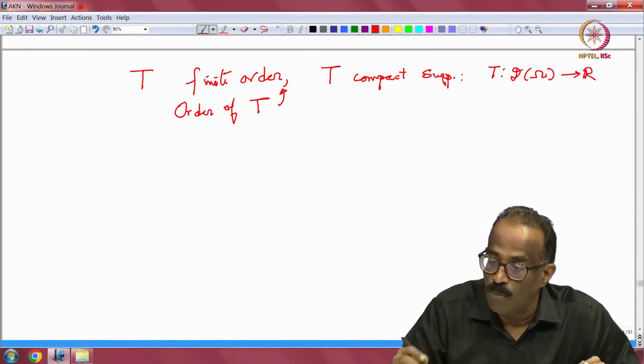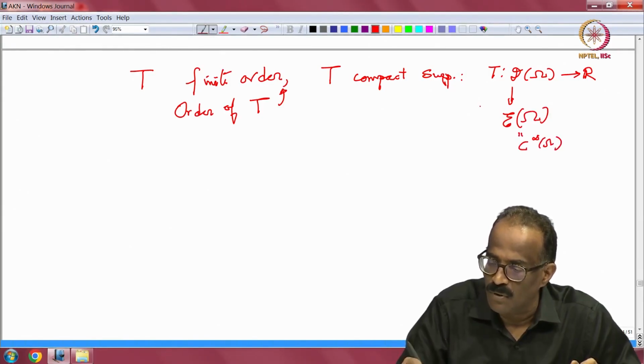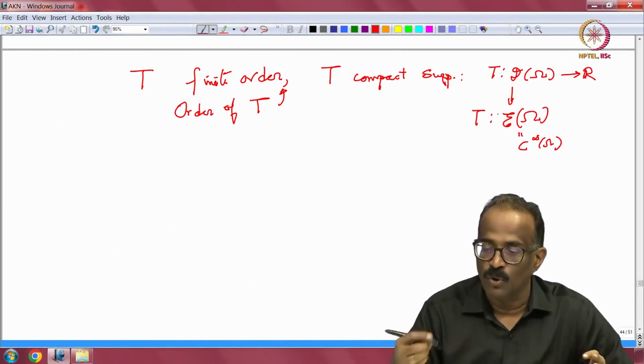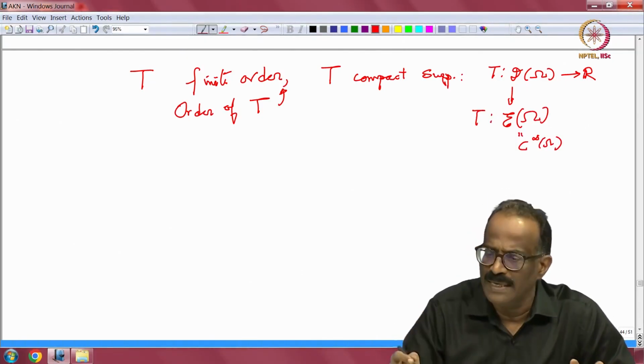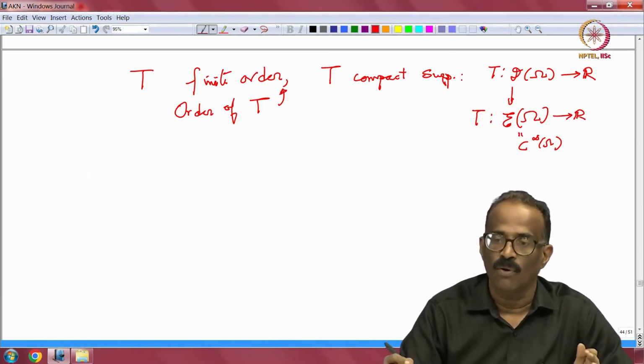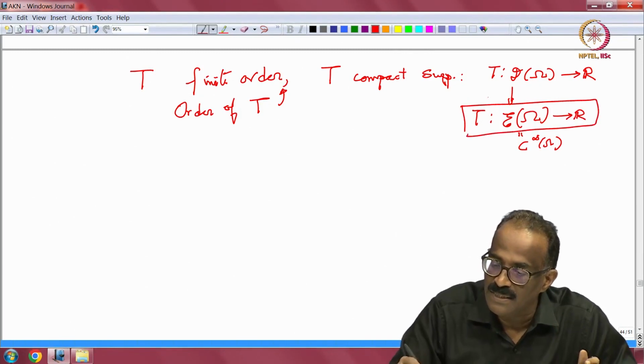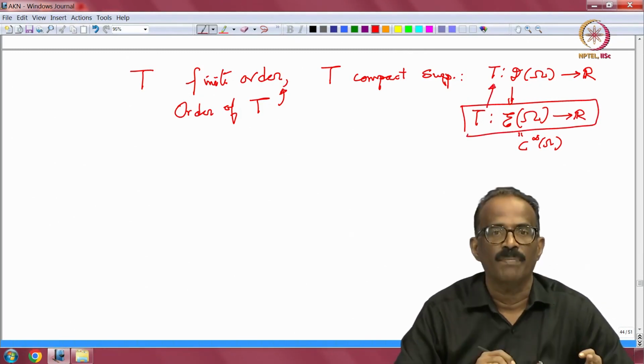When T has compact support, you can extend this T to a bigger space, which is nothing but C infinity of omega, E of omega. So when you say that T has compact support, T can be extended to E of omega as a continuous linear functional. Conversely, if T is a continuous linear functional there, then the restriction will have compact support.